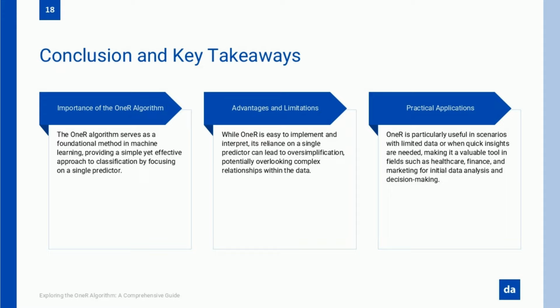The key takeaway is that machine learning is not just about complexity, it's about choosing the right tool for the right job. OneR proves that even the most straightforward algorithms can deliver value, especially when speed and clarity matter most. Whether you're a beginner looking to understand classification techniques or a professional needing quick, actionable insights, OneR is a valuable addition to your toolkit.